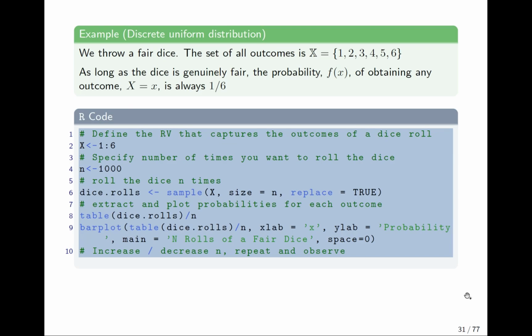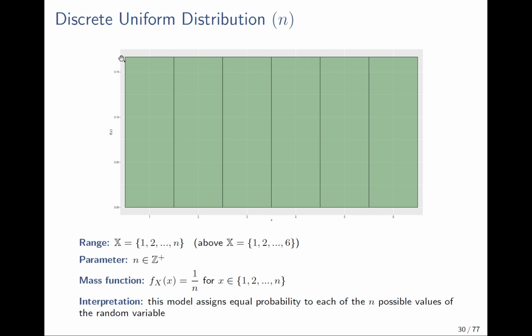Okay, so we want to throw a fair dice. The set of outcomes is given here. This is the support of the PMF. As long as the dice is genuinely fair, the probability is always 1 over 6, as shown in the plot of the PMF. Okay, so that's a discrete uniform distribution.